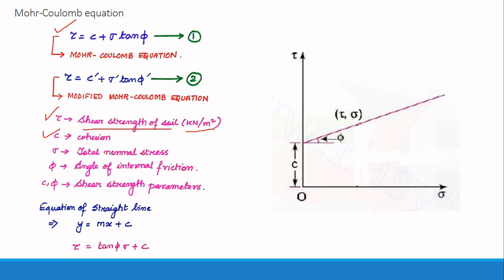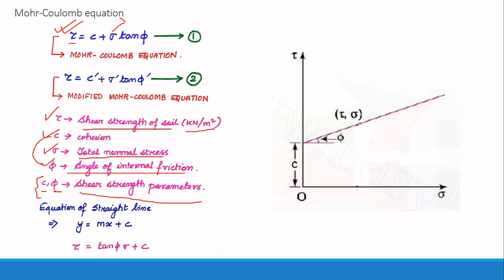C is cohesion or cohesive force. Sigma is total normal stress. Phi, in physics we call phi the angle of friction, whereas in soil mechanics we call it the angle of internal friction. C and phi together are known as shear strength parameters, because if you can calculate C and phi of a soil, you can actually calculate the shear strength of the soil.